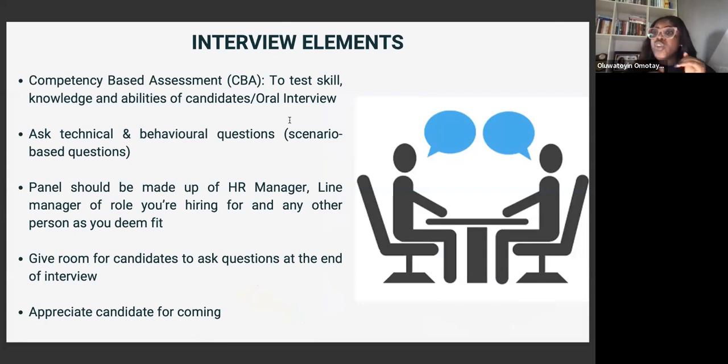Now, there are some interview elements that you can use. So the first thing you have is the competency-based assessment. And what it does is that it helps you to test the skill, the knowledge, and the abilities of the candidates. Okay, so competency just means SKA: skills, knowledge, abilities, or attitudes of the candidates.